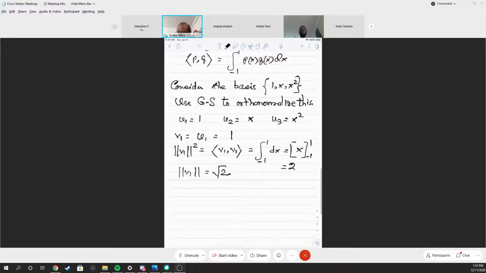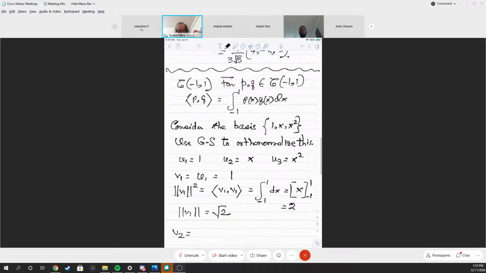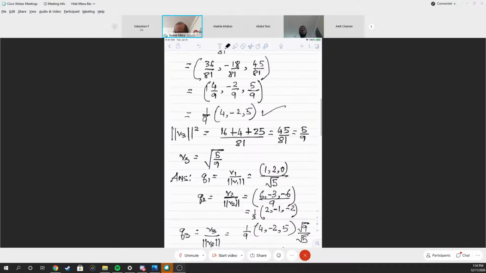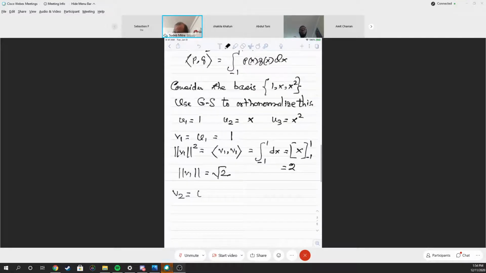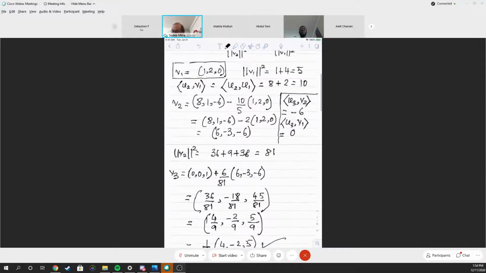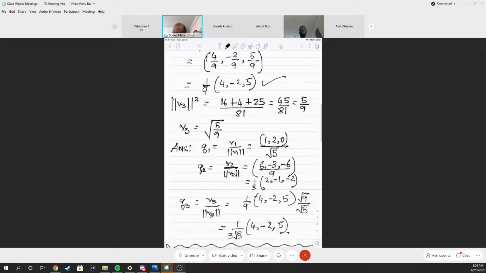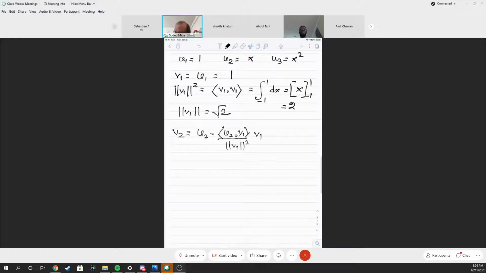Next, v2 is, how will you do that? Tell me, quick. v2 means you start with u2. u2 minus inner product u2 v1 upon norm of v1 squared times v1. Is that right? Yes. So what is the inner product of u2 v1?